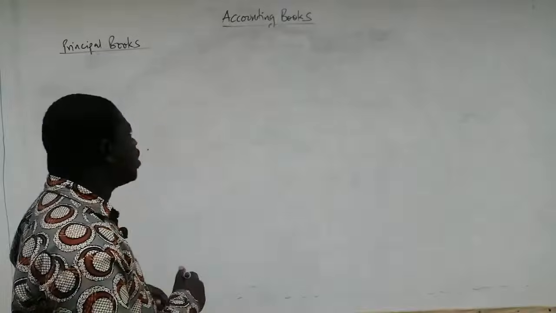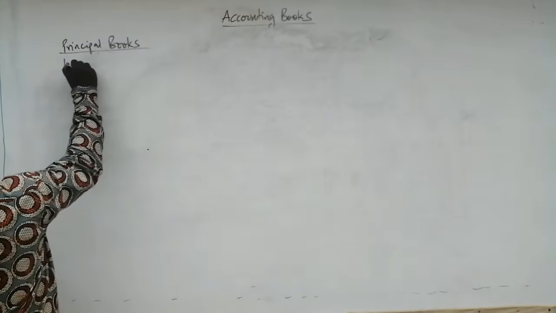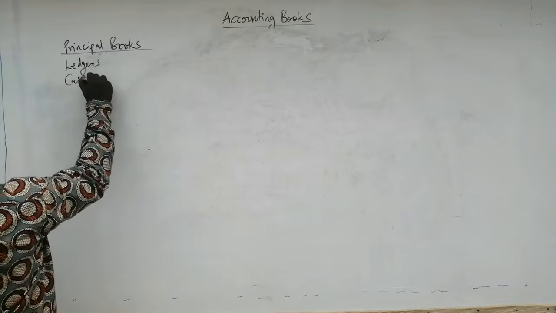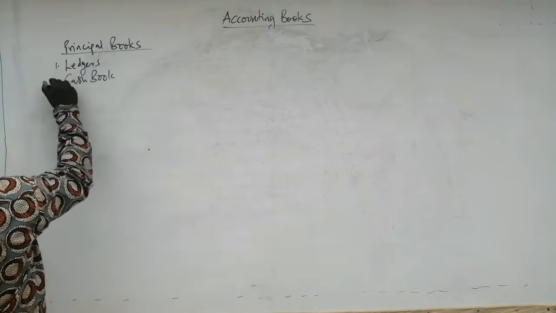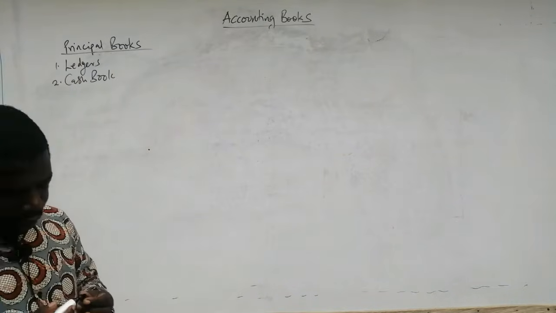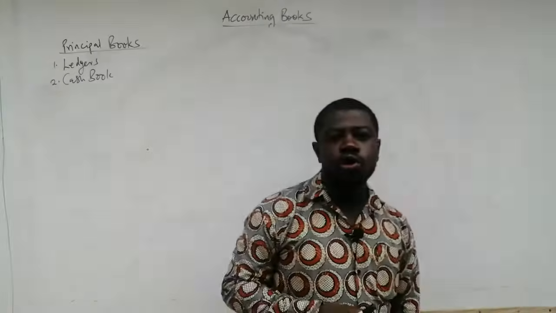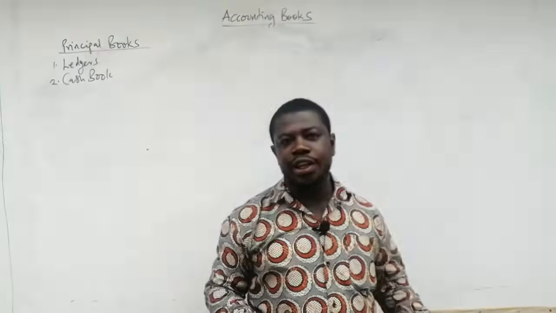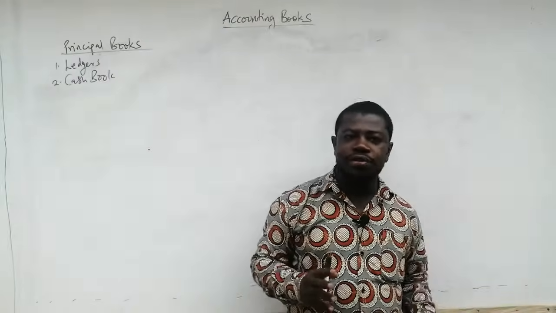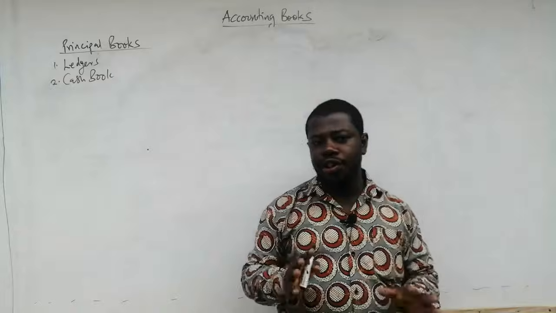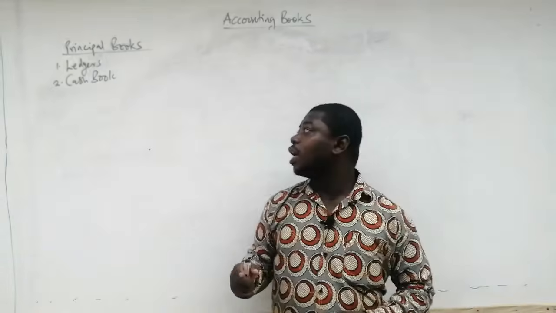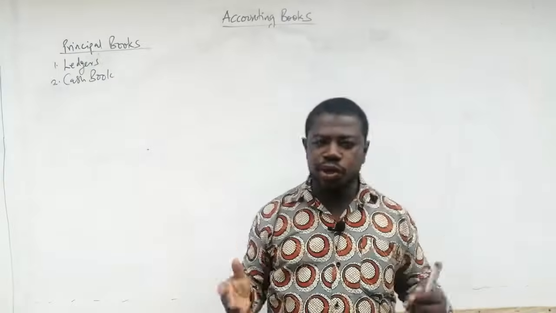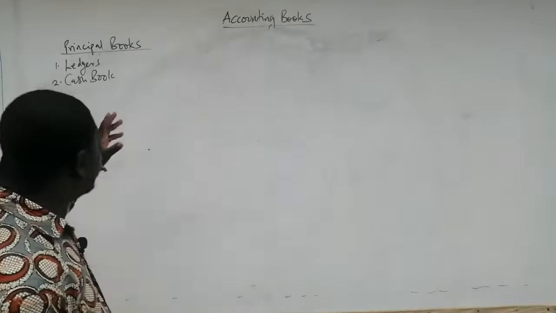Now, the principal books, I told you, are basically two classifications. We have the ledgers and the cash book. Now, listen very carefully, because this is where most of us don't understand, especially when we are solving questions involving double entries or questions involving correction of errors and the suspense account. Because most of the time the ledgers are used and we don't even get what it means. Now, we are going to break them down.